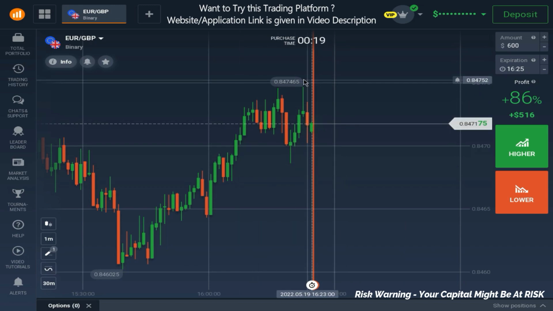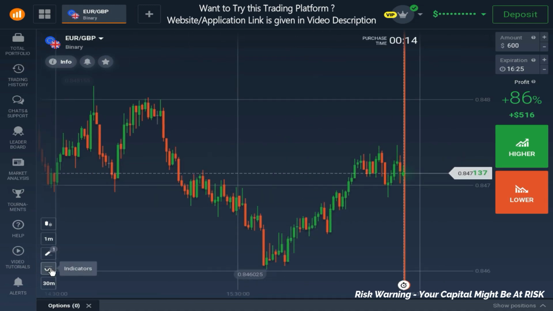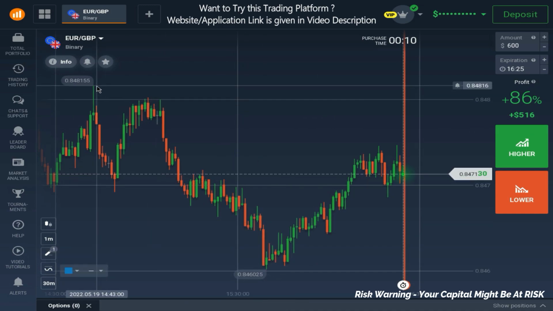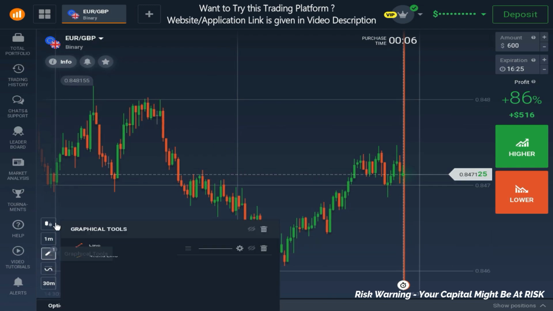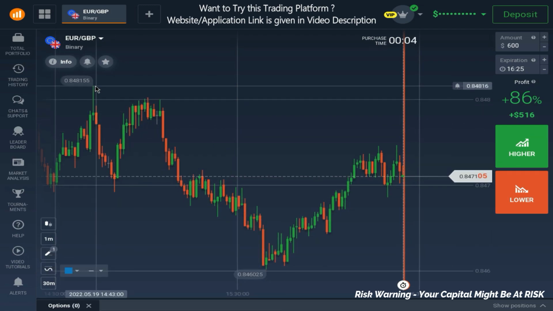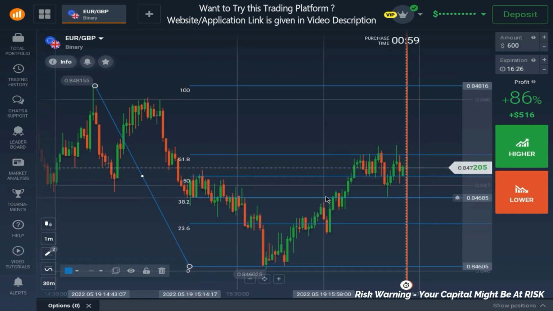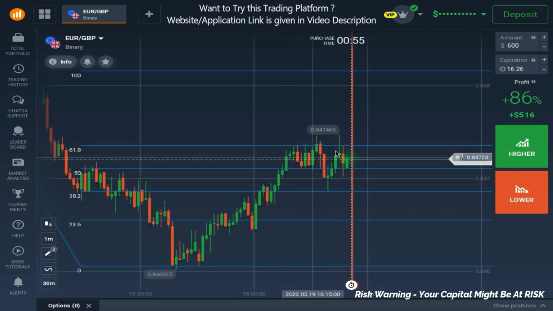So as you can see, first of all let me start with the technical tool which I use, which is Fibonacci. So I took the high and the low. As you can see, the market retraces back to the 61 level and got rejected.